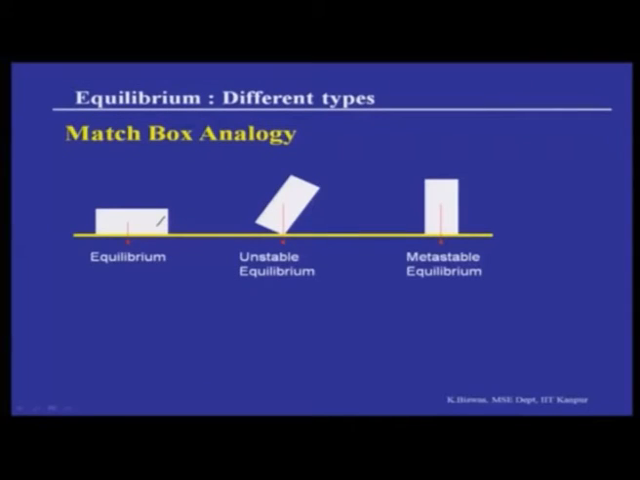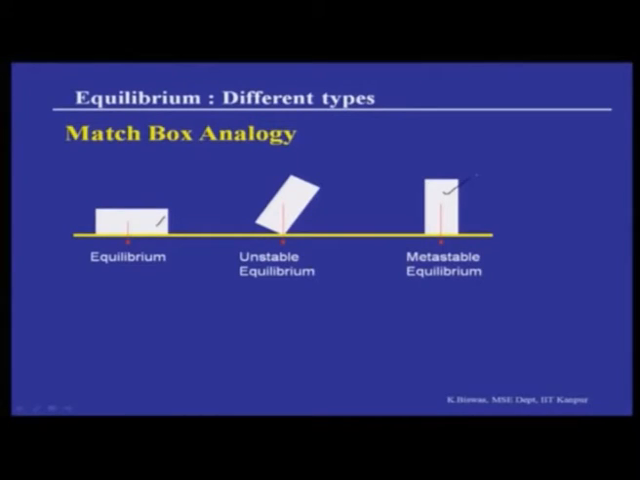Now if I take the matchbox and put it like the third case, you can see it here. Here I put it on the small face. Now the energy of the system is higher than the first one because its height is also higher. So this is called metastable equilibrium. Why is it called metastable equilibrium? It is very simple. You can take the matchbox in this position and just give a tap, it will fall back to the wide face. That is why it is called metastable equilibrium. It is an equilibrium but metastable.